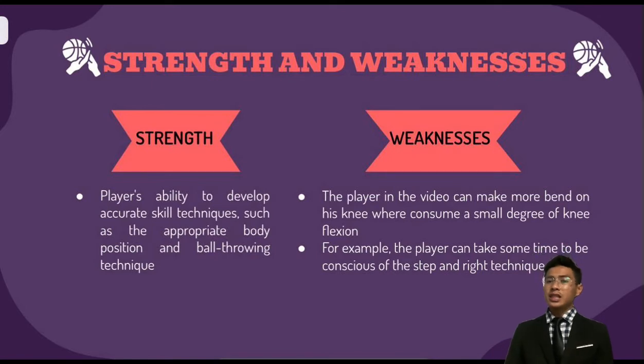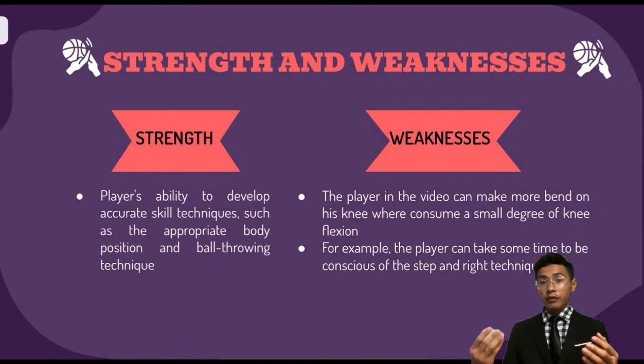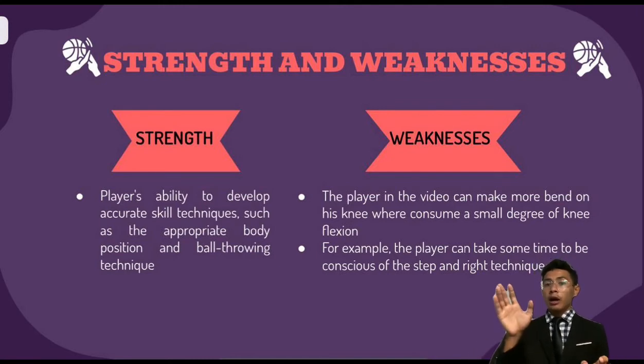Besides, there are some flaws that we found in this video where the player can improve his free throw in basketball. Compared to the professional basketball player, the player in the video can bend his knees more, as he uses only a small degree of knee flexion. Also, bending the torso may help reduce the energy used to throw the ball a long distance towards the ring.